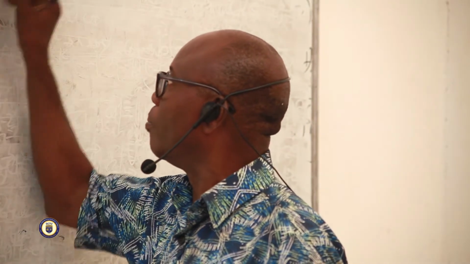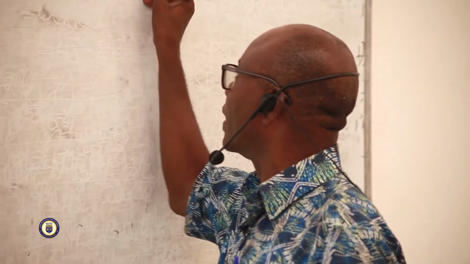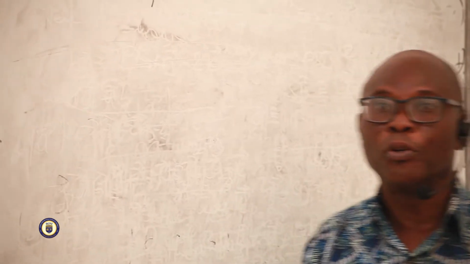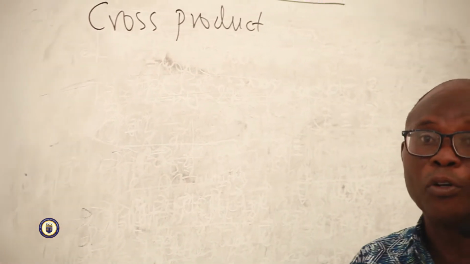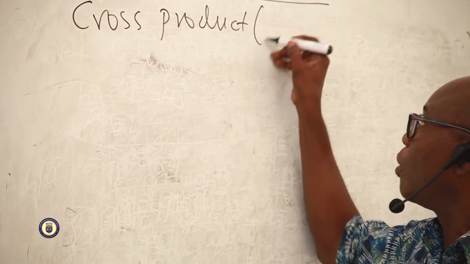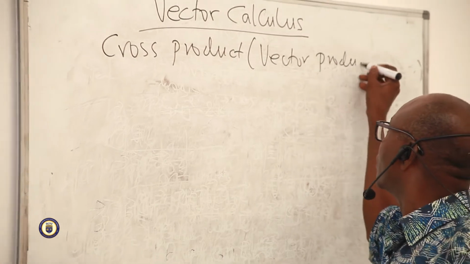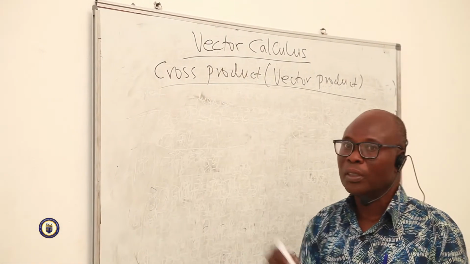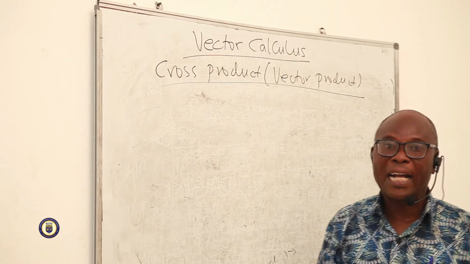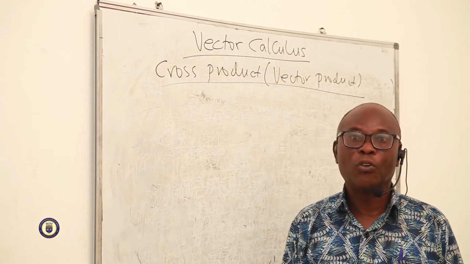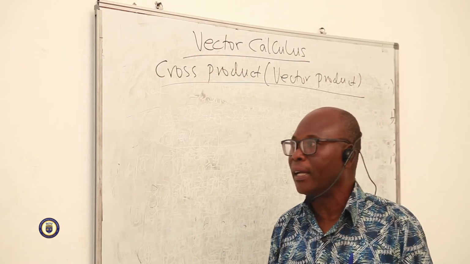In the previous session, we looked at the dot product of two vectors. Today, we're going to look at the cross product of two vectors. Another name for cross product, because the resultant product is a vector, is the vector product. We use the cross product to find the angle between two vectors and also to find the torque of vectors.